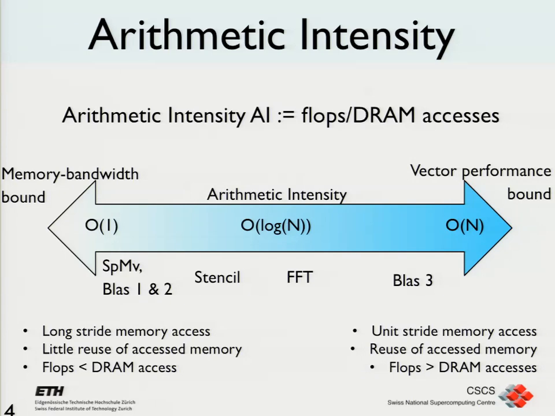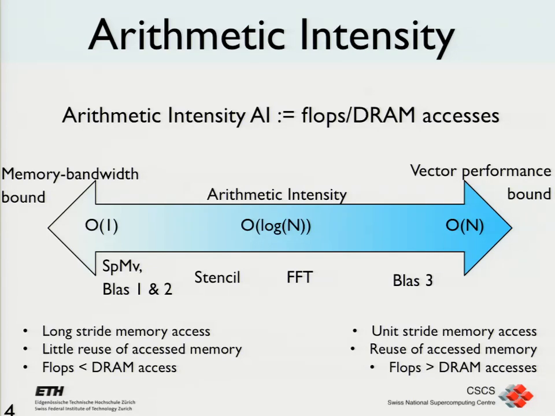So memory bandwidth bound means that, for example, you have a long stride memory access, so you are not accessing data in the main memory which is close together. You have little reuse of the data accessed in memory, and the number of flops is inferior to the DRAM access, which means that when the CPU wants to do a floating point operation, it will have to wait a long time before getting data from the memory. So it will stall, more or less.